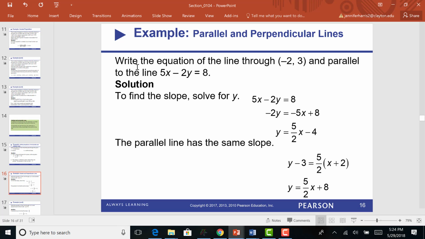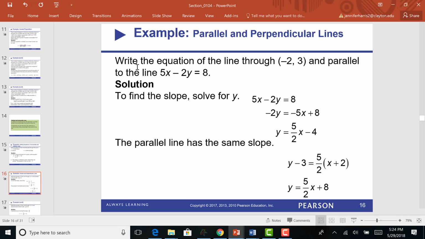Now here's the key with this one. You're looking for the equation of a parallel line to that line. Here are two parallel lines. What do you know about parallel lines? They have the same slope. So do I need a new slope now? No, I can keep the same slope. So far, I know m is equal to 5/2. Now I need the y-intercept, which is my b.